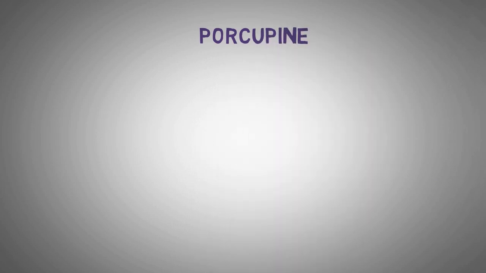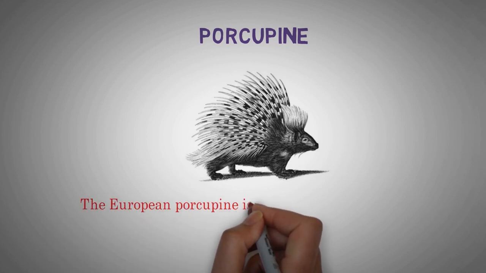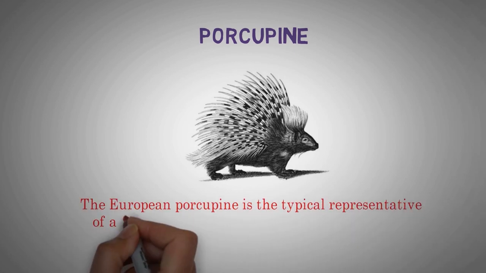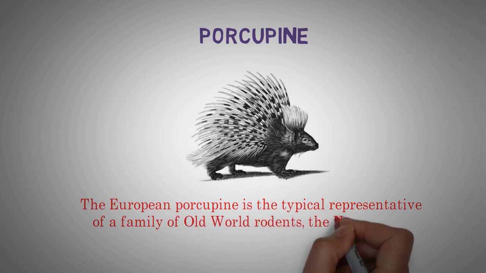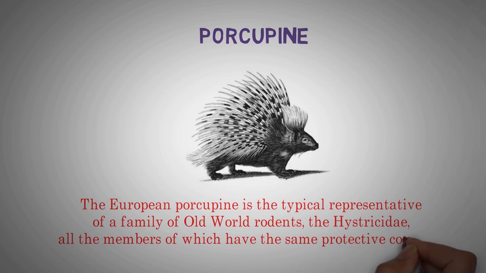Porcupine. The European porcupine is the typical representative of a family of Old World rodents, the Hystericidae, all the members of which have the same protective covering.